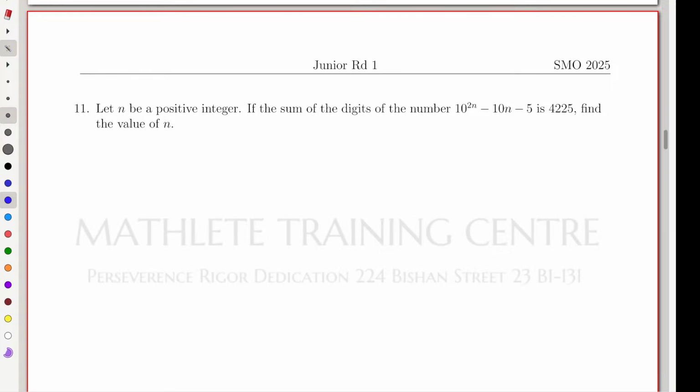Okay, so question number 11. Let n be a positive integer. If the sum of the digits of this guy, 10 to the power of 2n minus, oops, typo here, 10 to the power n minus 5 is equal to 4225, find the value of n.